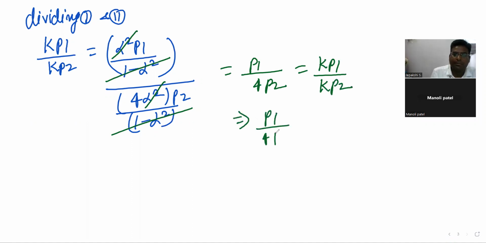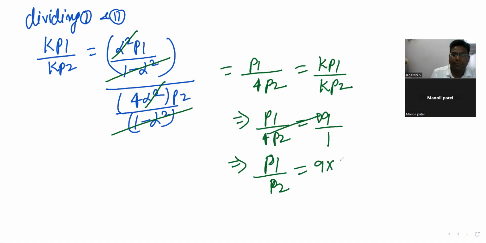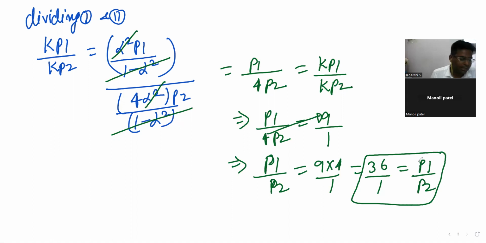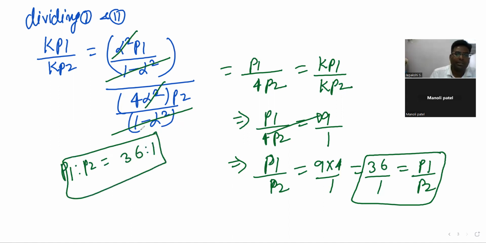So P1 by 4 times of P2 is given as 9 upon 1. The ratio 9 to 1 is already given. Now you have to find P1 by P2. So let P1 by P2 remain here and multiply this 4 with this 9. So it will be 9 into 4 by 1, that is 36 upon 1, equal to P1 by P2. So this is the relation between pressure 1 and pressure 2, that becomes 36 ratio 1. Please write the whole explanation. Very important question.